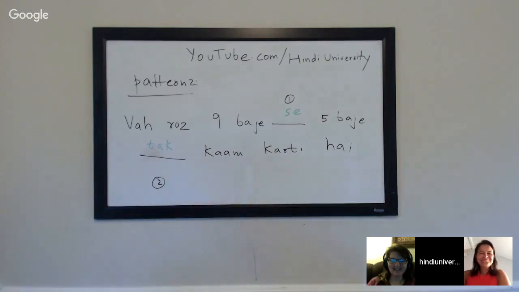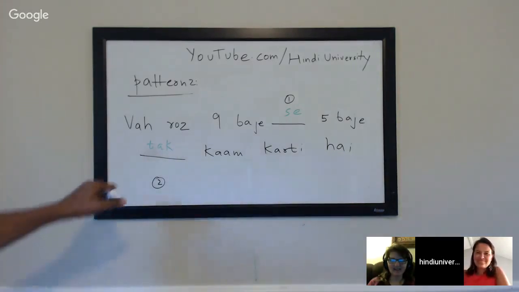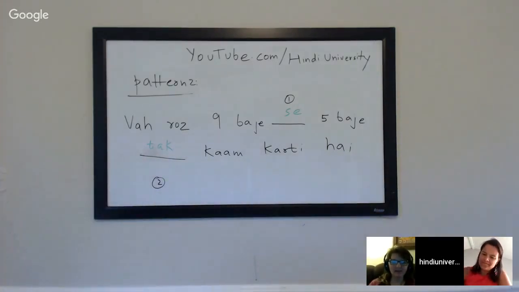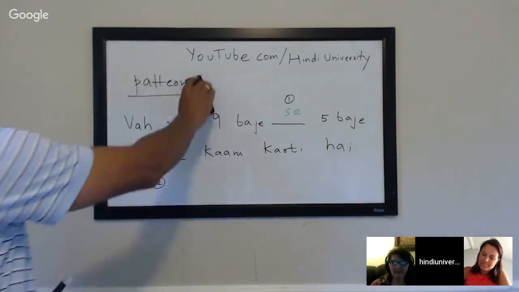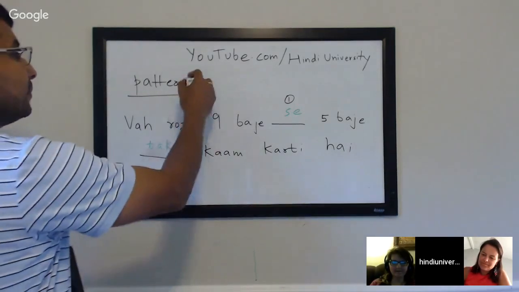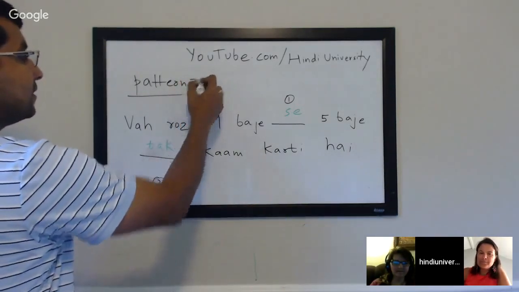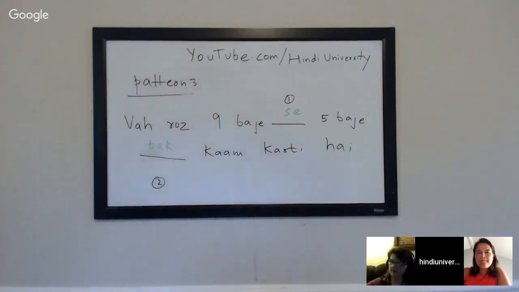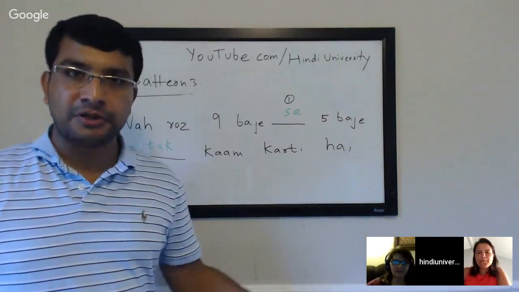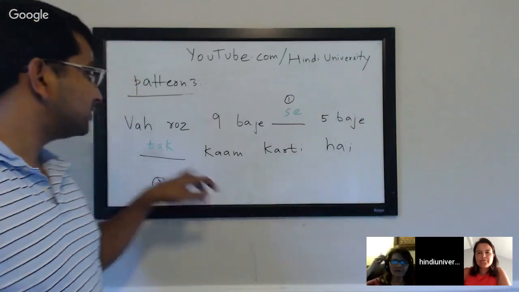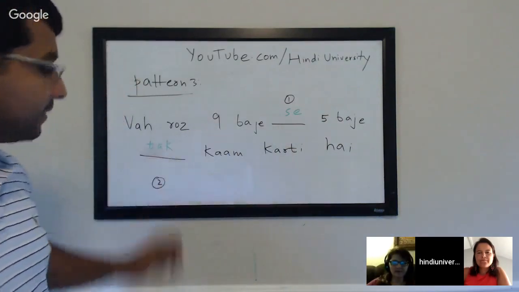So from 9 until 5 p.m. That's why 9 baje se 5 baje tak. All right. So we'll keep going. Now let's go over pattern number 3. As you saw in pattern number 2, whenever we are starting something from a particular time till some point, you will use this scenario, se and tak.